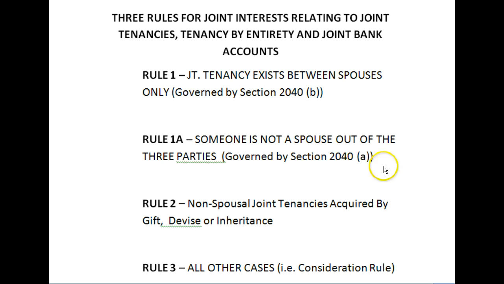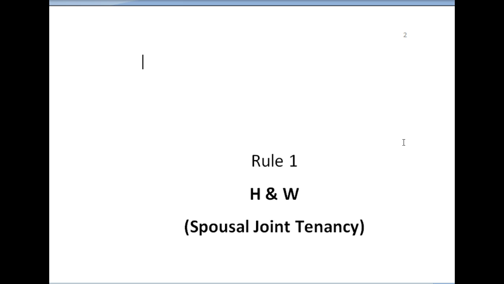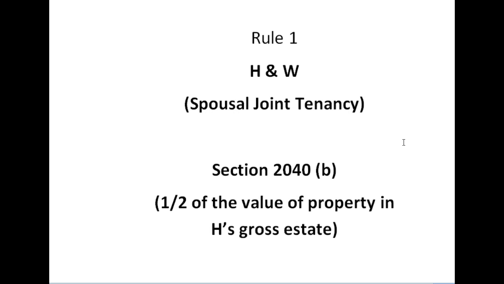So I'm going to give you a number of illustrations that will help you determine how these rules work. So with respect to Rule 1, if the joint tenancy exists between spouses only, and in this case you have H, which is the husband, W, who's the wife, then the rule that applies is found in Section 2040B. And in this case, we would include 1/2 of the value of the property in the decedent's gross estate.